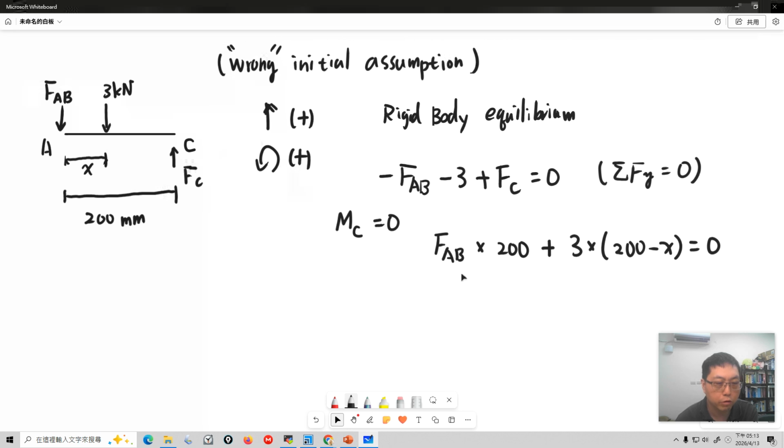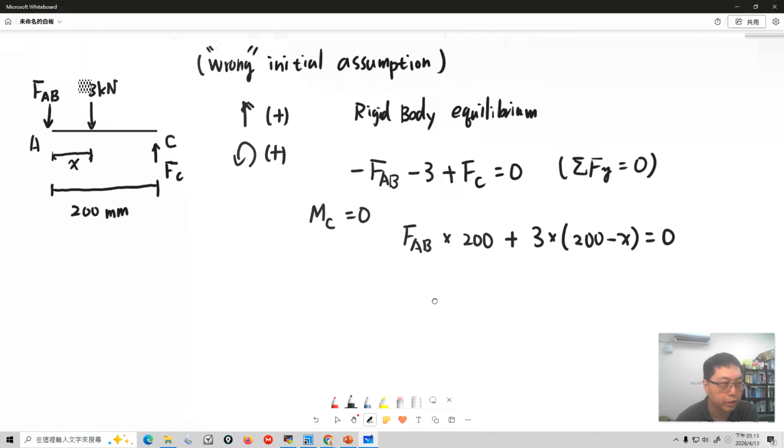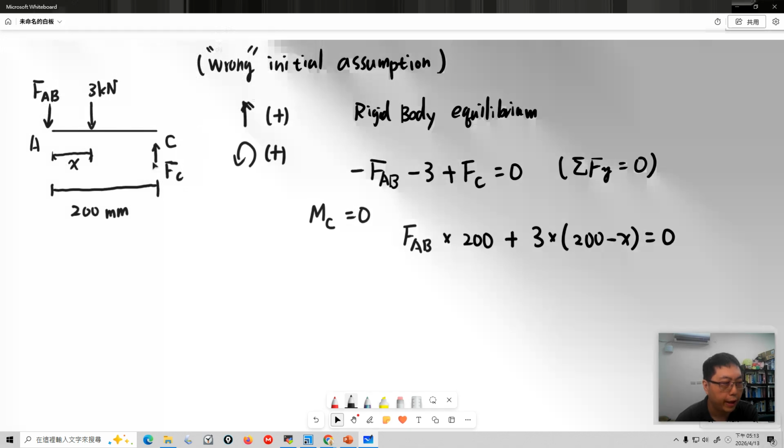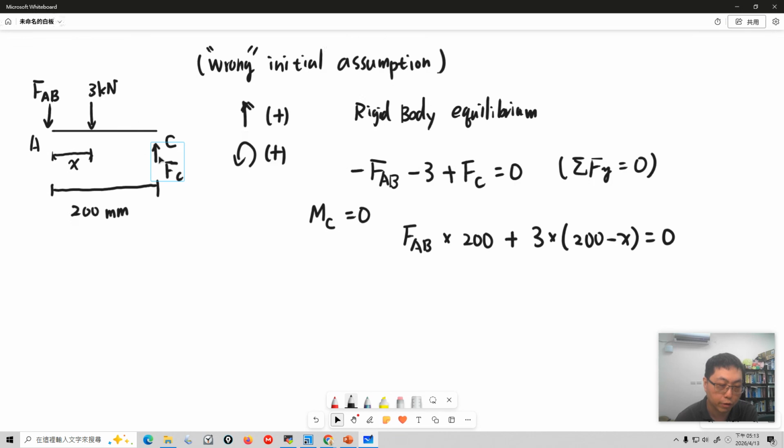So this is the rigid body equilibrium. But in this problem, we have another criterion to solve it. It says the member AB and the support C have the same tensile stress, or normal stress.